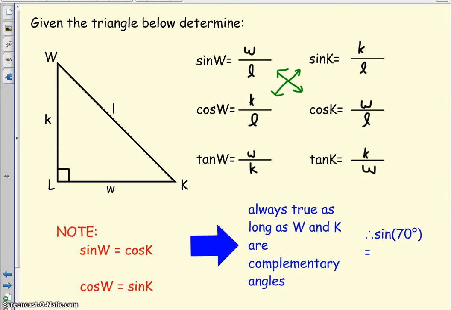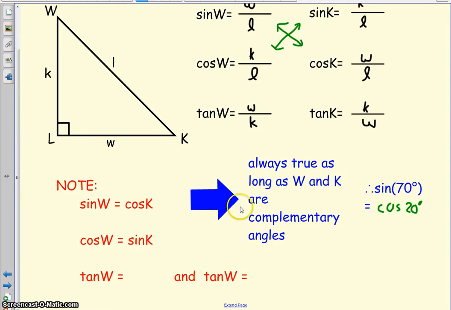For example, the sine of 70 degrees will always be equal to the cosine of 20 degrees. You can check that in your calculator just to be sure, but this will be true for any pair of angles that add up to 90 degrees. The sine of one angle will be equal to the cosine of the other angle.